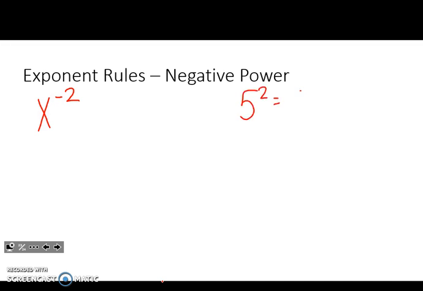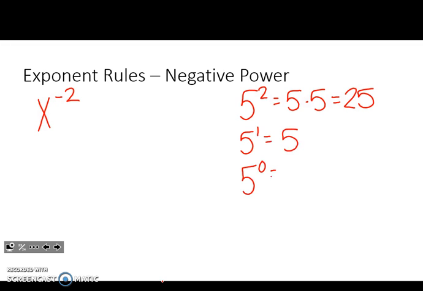So if I had 5 squared, in the first video we talked about that equaled 5 times 5, which is 25. 5 to the first would just be 5. We've already talked about how 5 to the 0 power, anything to the 0 power, is 1. So as you can see, as the exponents get smaller, our answers also get smaller. So when we go to the next number in our exponent sequence, it'd be a negative 1.